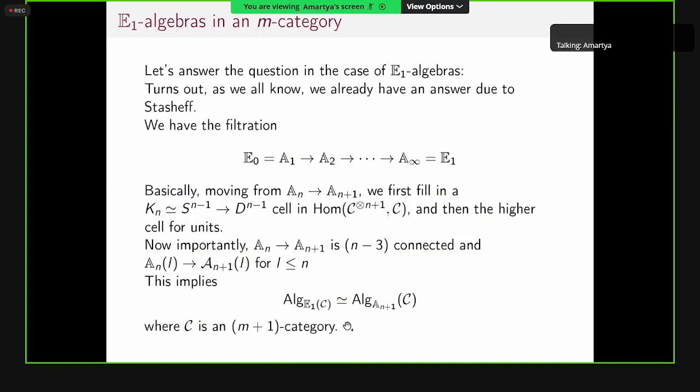So this implies this. That basically gives us what we want, right? Again, there's a typo. I'm sorry, C is not a subscript. So it's the E1 algebra of C, where C is an (m+1)-category. It's the same as the A_{n+1} algebra. Right. So E1 is basically just A infinity.